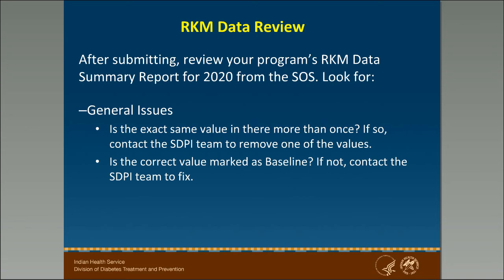Some general issues are, is the exact same value in there more than once? We usually call those duplicates. If so, let us know, and we'll be happy to remove one of those duplicate values. Also, is the correct value marked as baseline? If you entered in multiple data submissions and want to make sure that the right one is labeled baseline, you can always contact us as well, and we'll be able to fix it. Generally, I see that happen around mid-year, so that's something to keep in mind as well. Around mid-year, that's when I usually am helping people fix their baseline value.